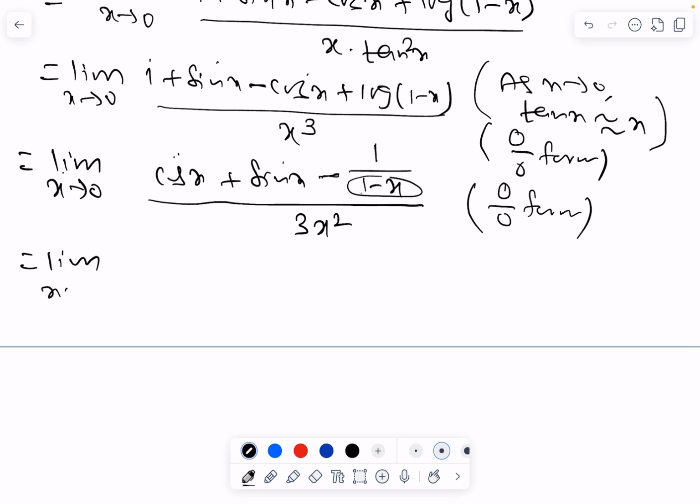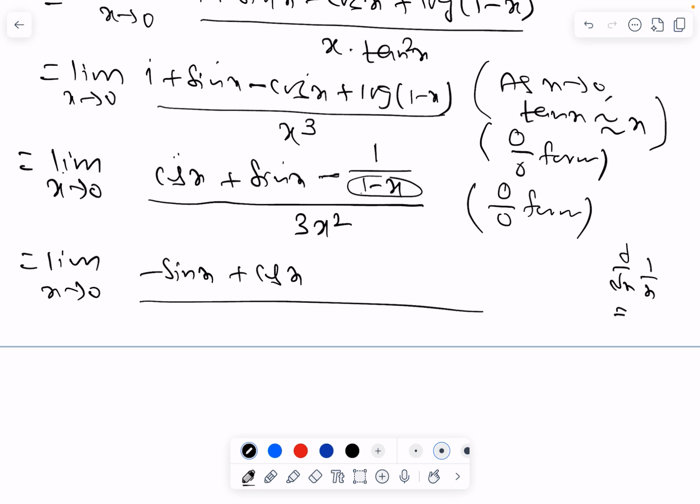And so limit x tends to 0. Derivative of cosine x is minus sine x. Sine x derivative is cosine x. We know derivative of 1 by x is minus 1 by x square. So derivative of 1 over 1 minus x is 1 by (1 minus x) square with negative sign. And again, the derivative of 1 minus x is negative. So that negative and negative become positive. So this minus sign remains. And this is 6x.